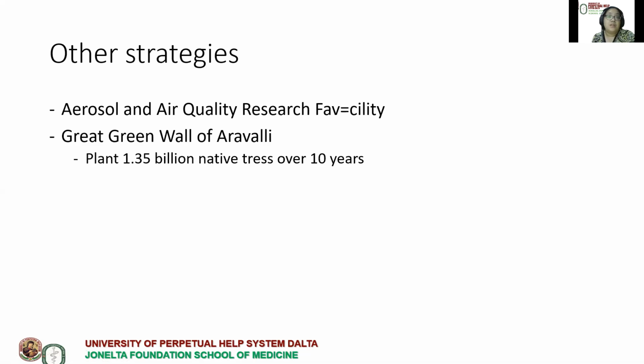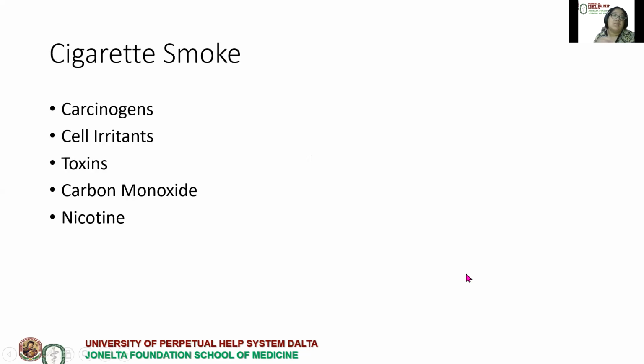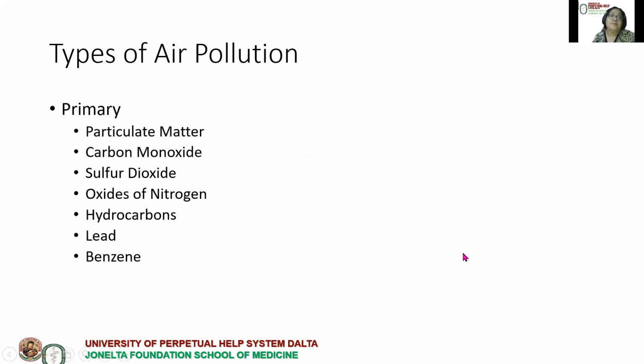Other strategies would include an aerosol and air quality research facility, which would be responsible for doing research on air pollution, and establishment of the Great Green Wall of Aravalli, which is to plant 1.35 billion native trees over a span of 10 years. So cigarette smoke is one of the leading pollutants. We know that cigarette smoke could contain a lot of substances that would be toxic to the air.